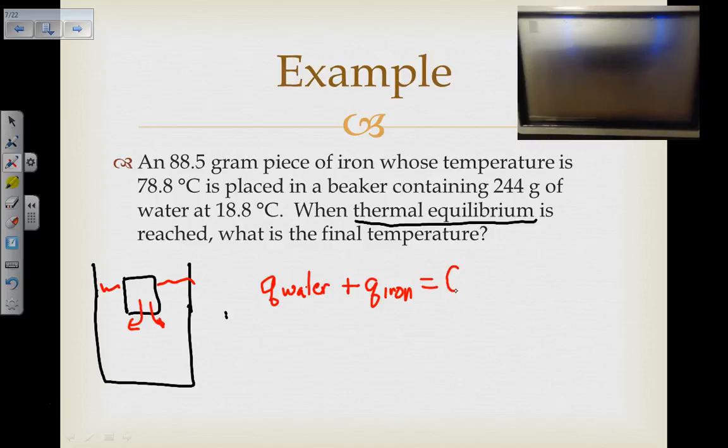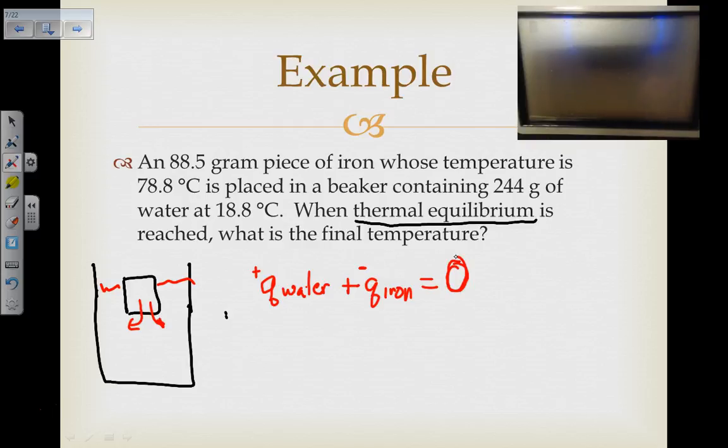When you add those two things together, they equal 0. The amount of heat that's being gained by the water is equal to the amount of heat that's being lost by the iron. Let's make sure we have our sign conventions down. Water is gaining heat, so this is going to be a positive value. Iron is losing heat, that's going to be a negative value. But the magnitude is going to be the same. So they're going to add up to 0.